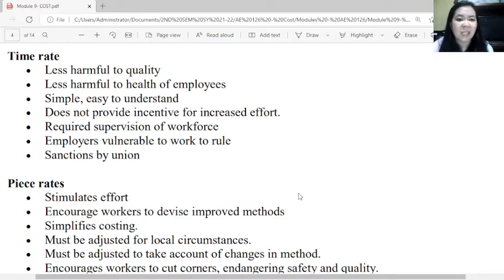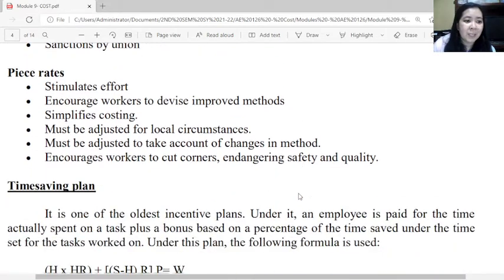This is also simple and easy to understand. It does not provide incentive for increased effort. It will require supervision. And the employers are vulnerable to work rules, because the workers will be more concerned about how much time they have spent, regardless of the output. And of course, there will be sanctions by the union depending on the agreement between the employees and the employer. So what about piece rates?